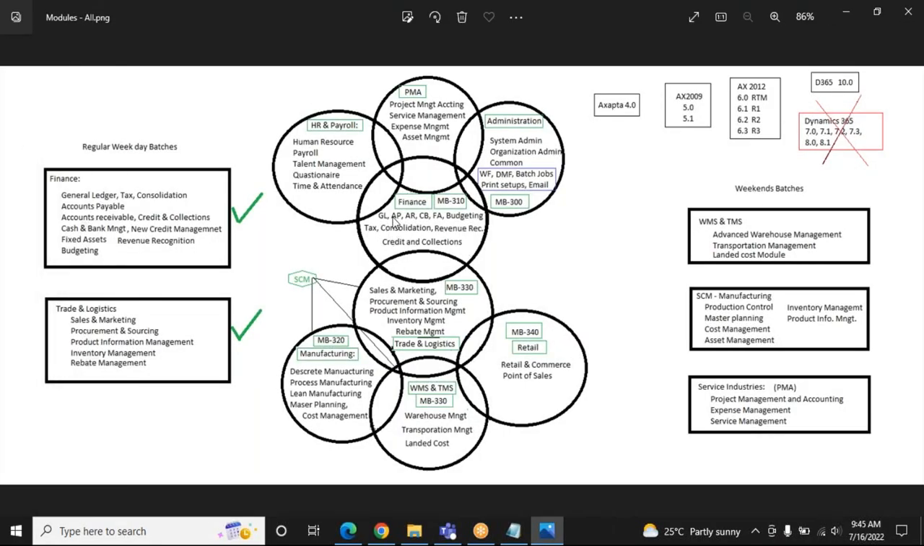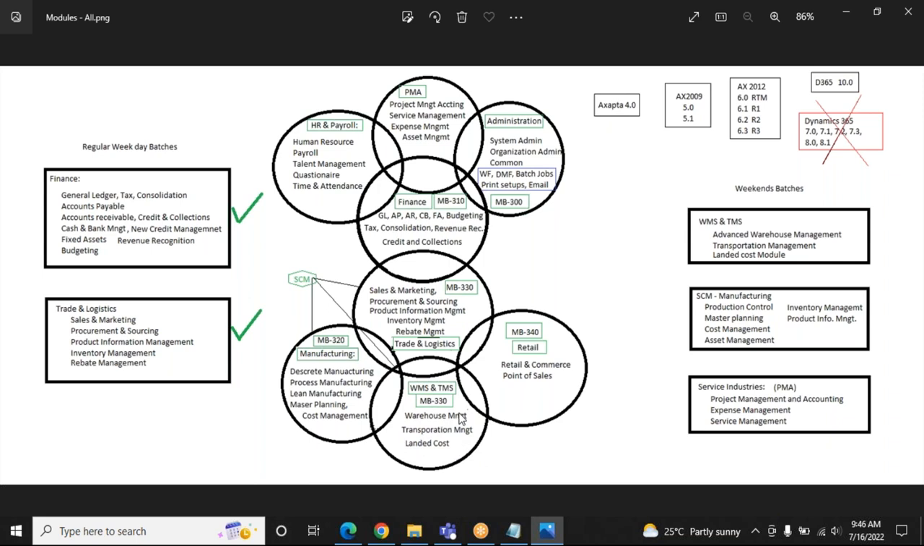Okay. Finance means general ledger, AP, AR, cash and bank, fixed assets, budgeting, tax, consolidation, revenue recognition, and credit and collections. Here, in this, sales and marketing, procurement and sourcing, product information management, inventory management, rebate management, all these things are covered. Along with this one, some you need to learn finance. You need to understand something about manufacturing, not much, at least a little bit, and a little bit of warehouse management, because what is going on inside you don't know.